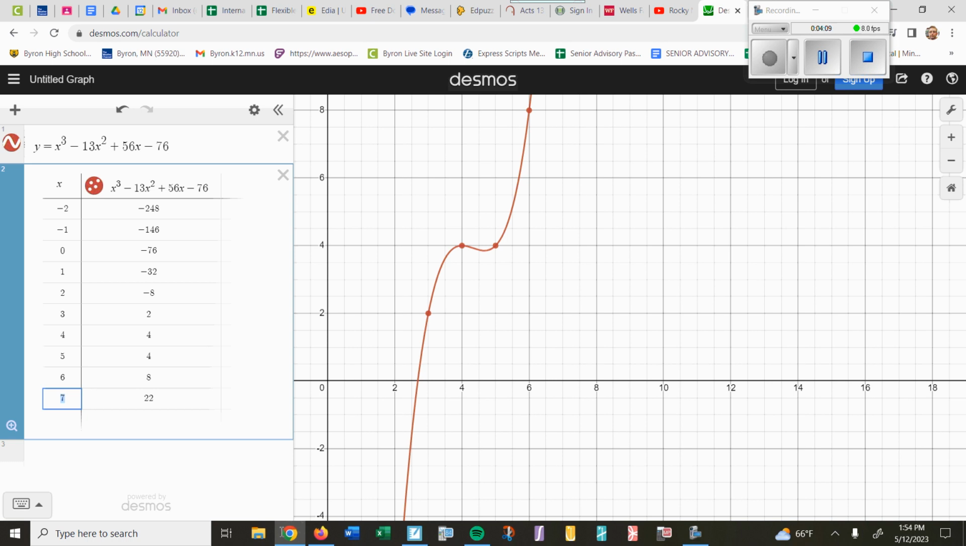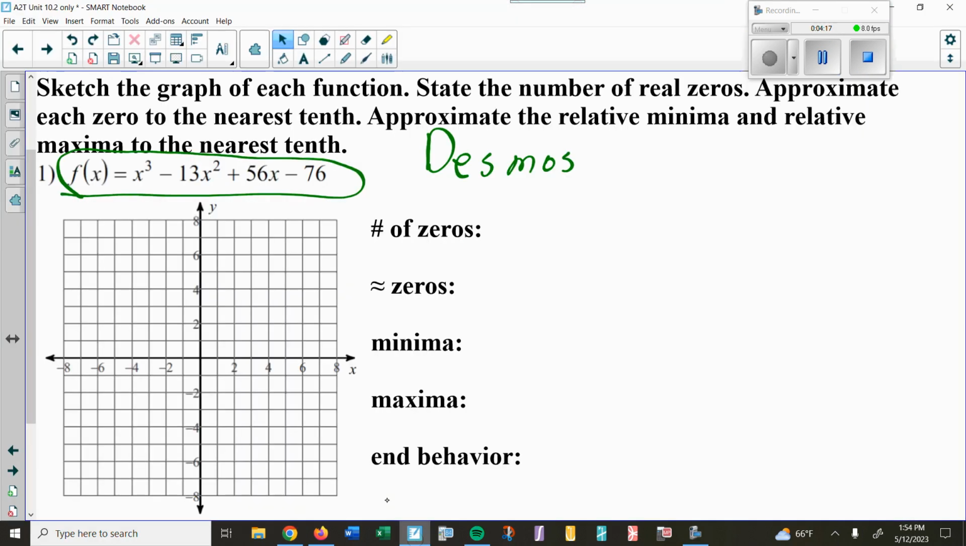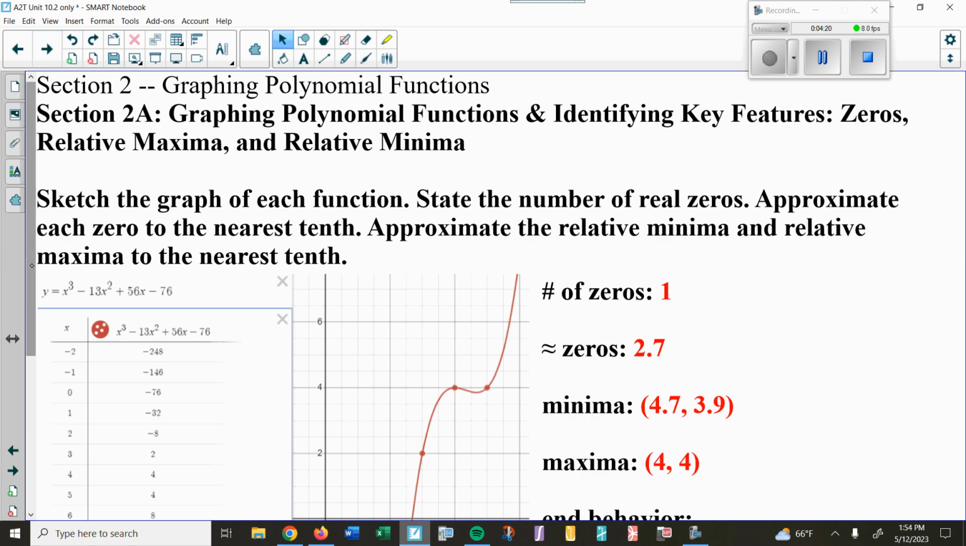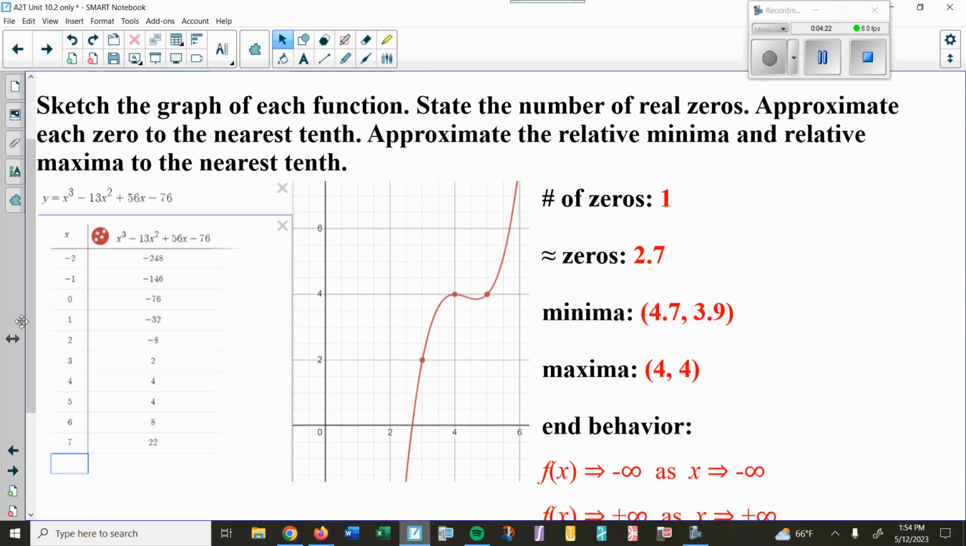Now, you can also use Desmos, and by the way, you need to have your table so that you can accurately plot these points. So when we go back here, you would get something that looks like this. Now, this first part, the number of zeros, that's how many times you cross the x-axis, which it only crossed once. And it crosses about right there. Now, looking at our scale, we know that this is 3. So if this is 2, it crosses at about 2.7.